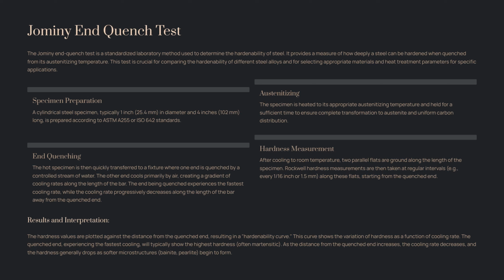A steel with high hardenability will maintain a high hardness over a greater distance from the quenched end, indicating that it can be hardened more deeply or in larger sections. Conversely, a steel with low hardenability will show a rapid drop in hardness a short distance from the quenched end.